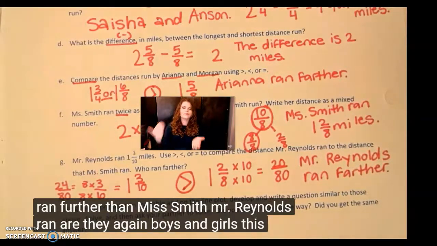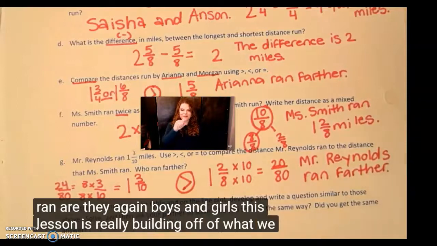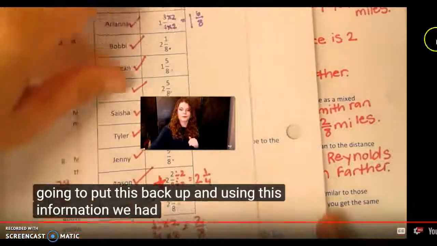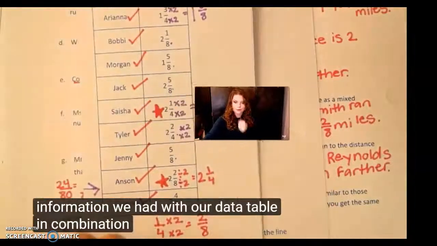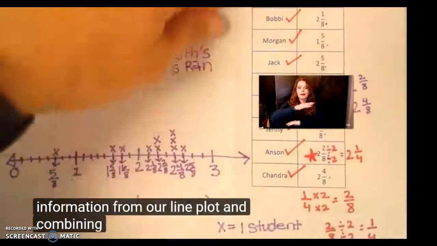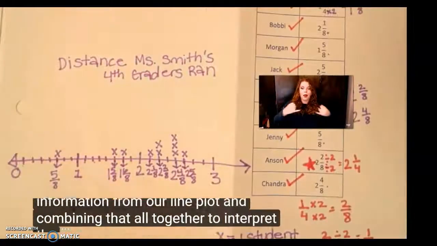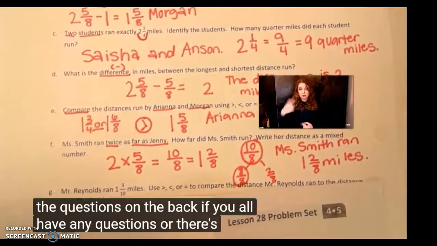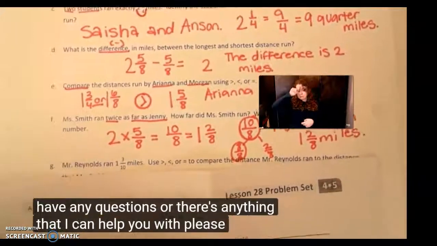Again, boys and girls, this lesson is really building off of what we had done in the previous lesson. I'm going to put this back up. And using this information we had with our data table in combination with using our information from our line plot and combining that all together to interpret the data in order to be able to answer the questions on the back. If you all have any questions or there's anything that I can help you with, please reach out and let me know.